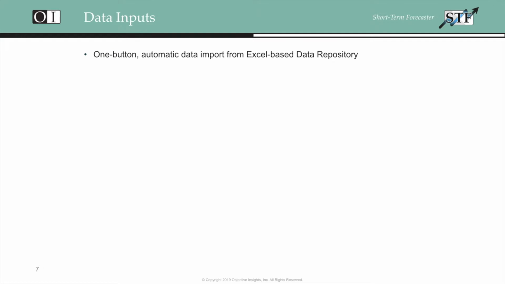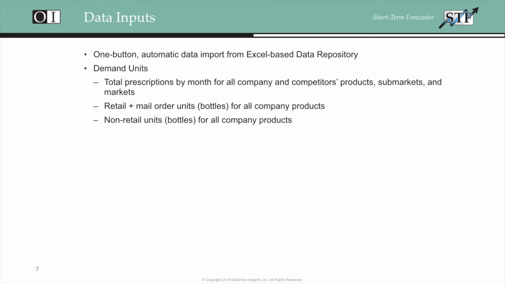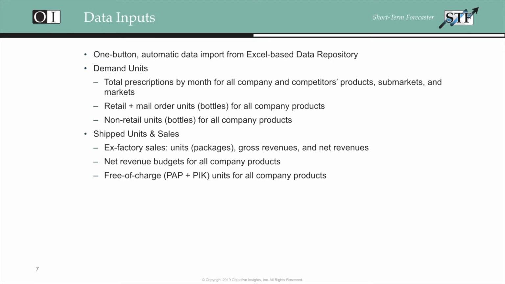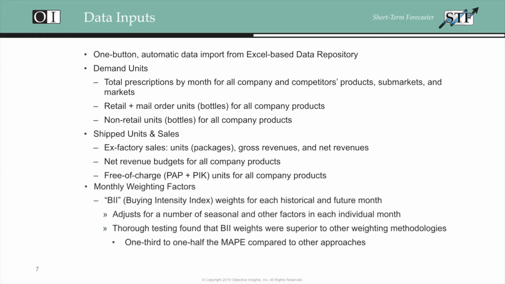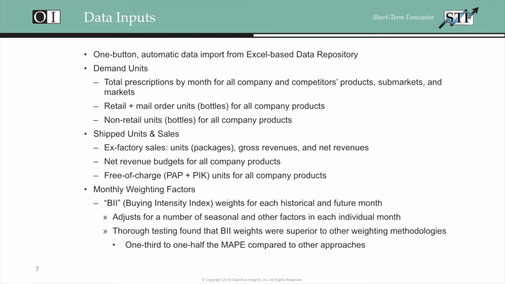On to the next slide. The short-term forecaster model automatically takes data from the Excel-based data repository, and we're going to go through this in much more detail within the model. Just briefly, we look at quantities from which we can determine demand for the product, and we also look at shipped units and sales, ex-factory sales and revenues, because that's what we're trying to get to for our forecast. There are also monthly weighting factors, called buying intensity indices in the model, and we'll talk more about that later.